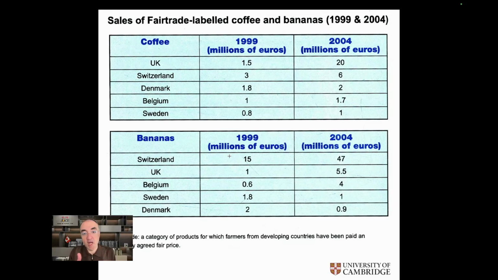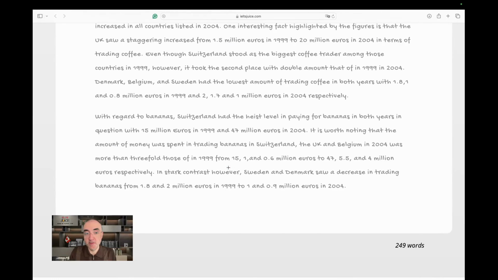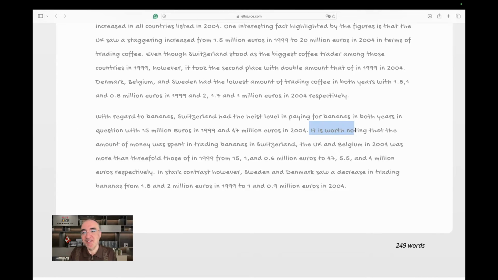Yes, absolutely, by far, in both years. It is worth noting, I like this structure, that the amount of money was spent in... I don't feel good about this one. Let's see. The amount of money spent in trading bananas in Switzerland, the UK, and Belgium in 2004 was more than... there's a missing element here.